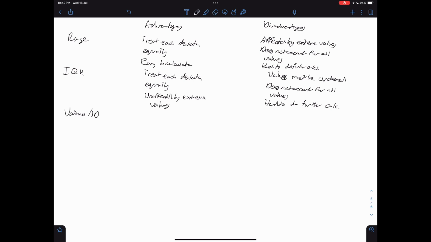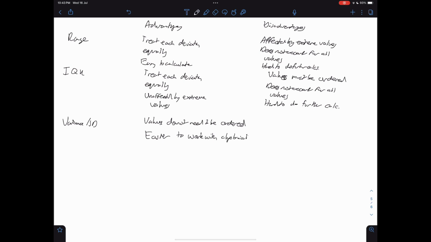Then for the variance and the standard deviation, the values do not need to be ordered. As long as you add all of them together, you'll get the same variance. And so this makes variance and standard deviation easier to work with algebraically, and it accounts for all data values.